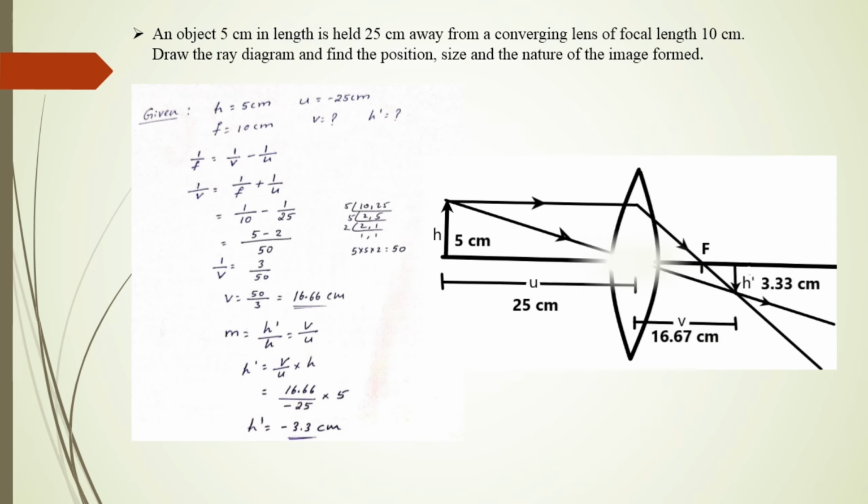Here u is negative because the object is to the left side of the lens, and f is positive because the focal length is on the other side of the lens.